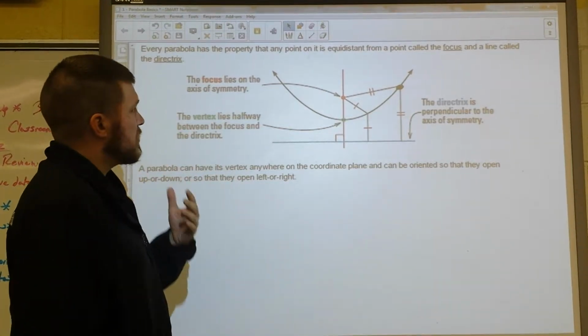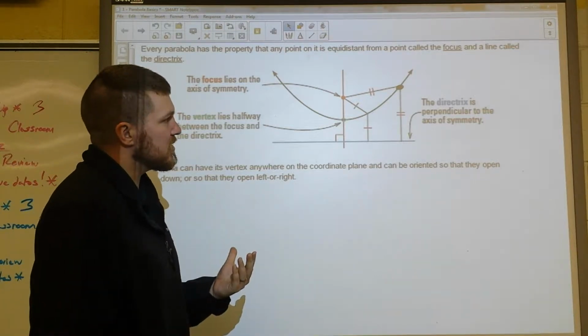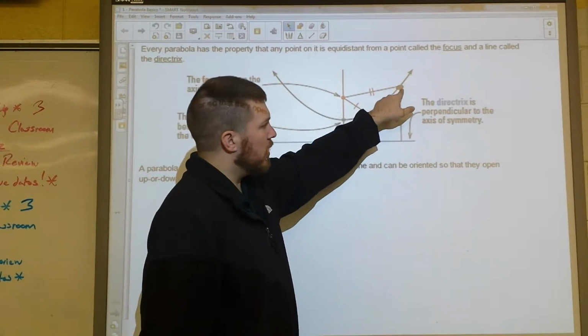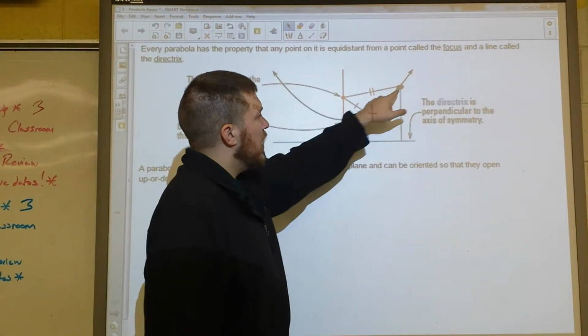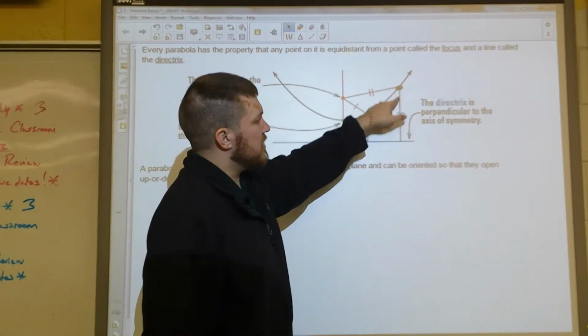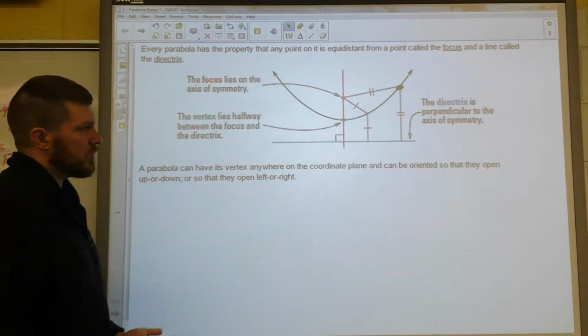Every parabola has a property that any point on it is equidistant, or the exact same distance, from a point called the focus, and that's what we see here. Here's a point on my parabola, that U-shape, and it's the exact same distance from a point called the focus as it is from the line called the directrix. Now, you might wonder, what is the focus, what is the directrix?